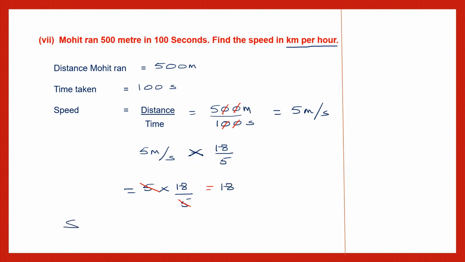So we have found our speed. Our speed is 18 kilometers per hour. So we had it in meter per second, and we've converted it to kilometers per hour.